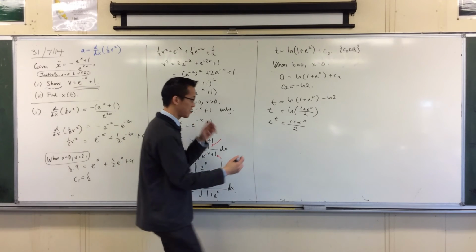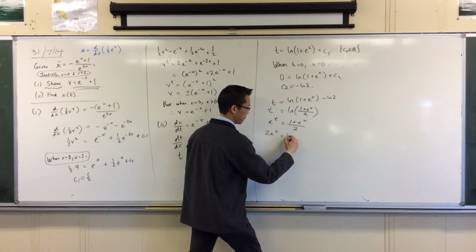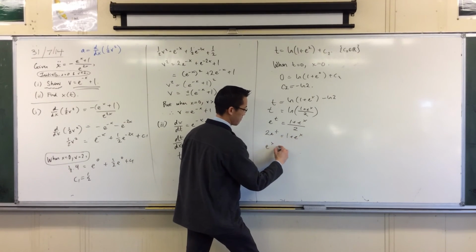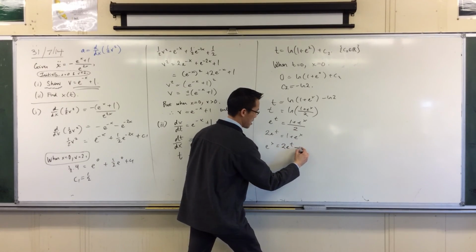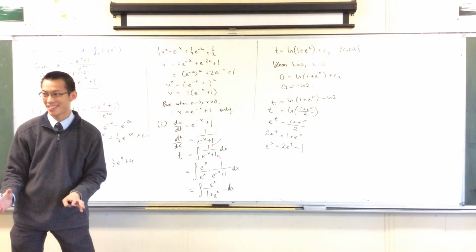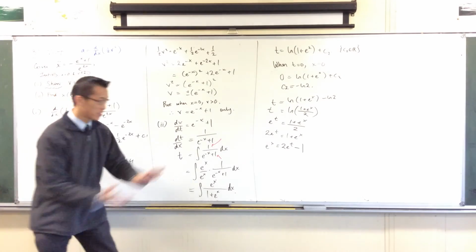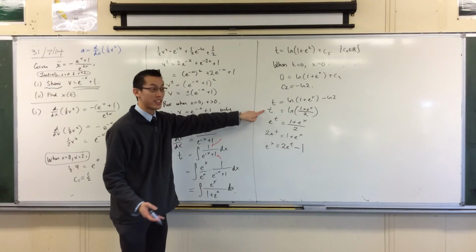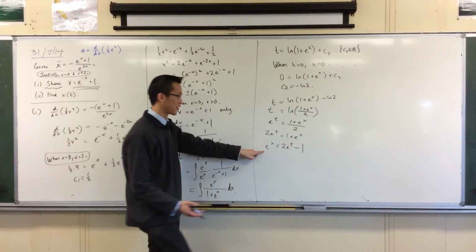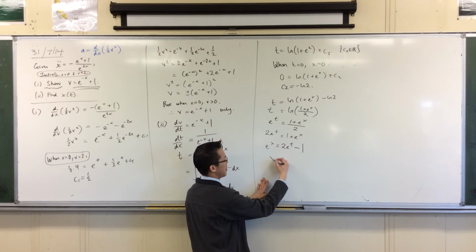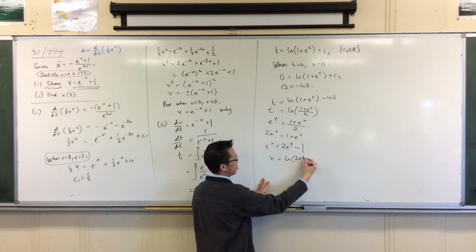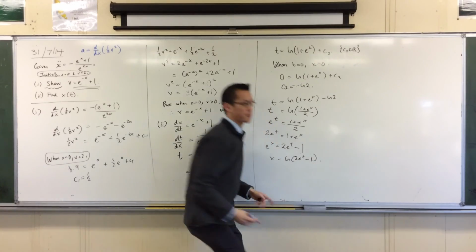Yes. Okay. Let's shuffle. Minus 1. Okay. Now what? I'm almost there. Take logs. You have to, of course, because we undid the logs, right? So you've got to go back. You've got to go back. What do you got here? x equals log of. Full stop. Okay.